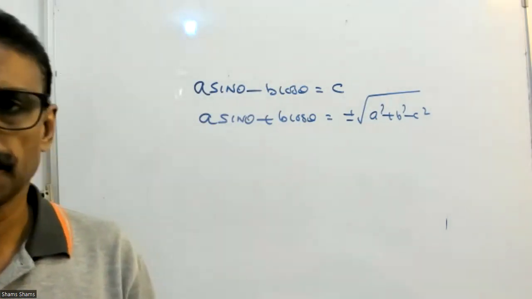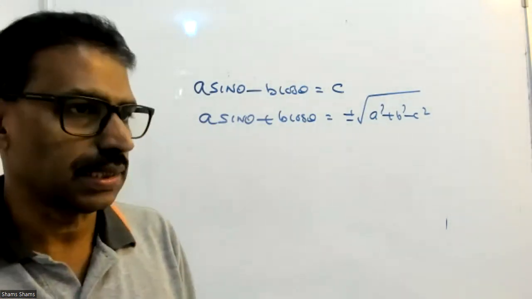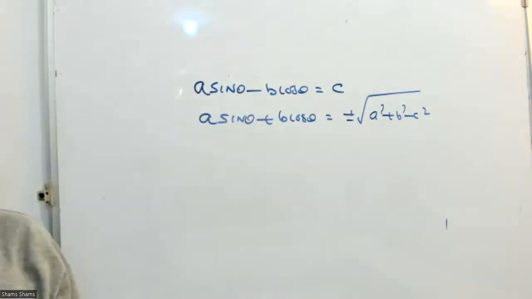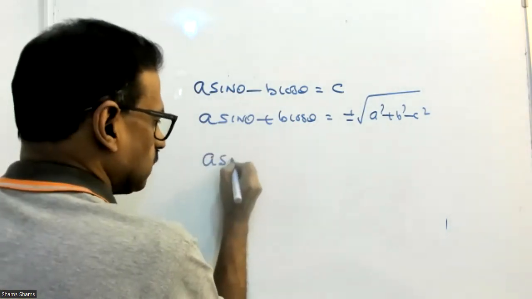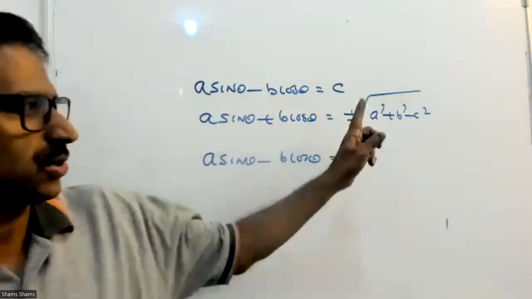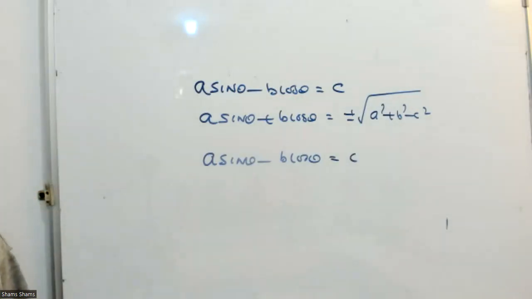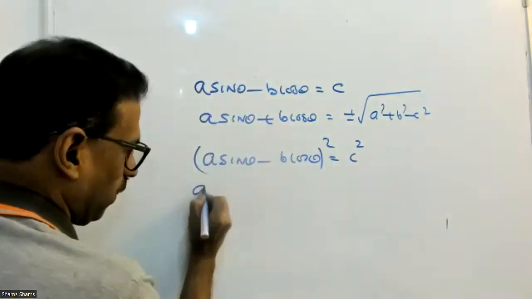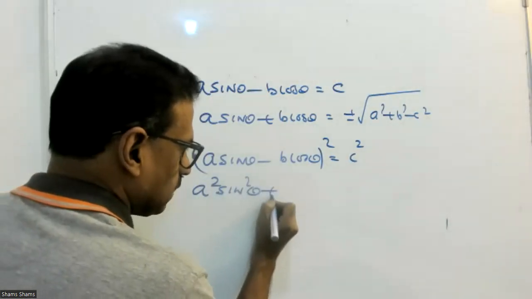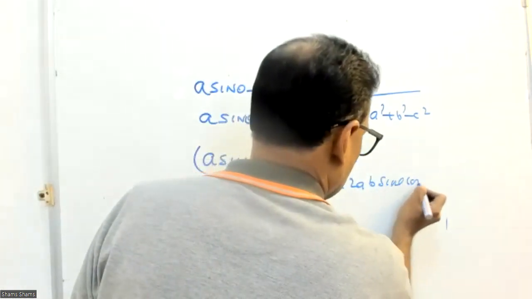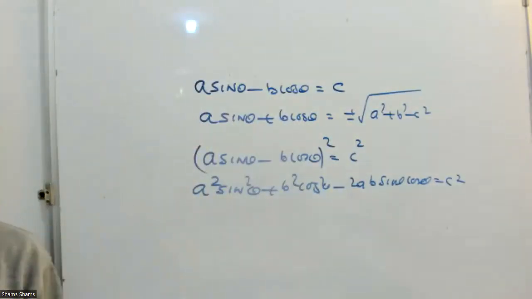I'll show this question. A sin theta minus B cos theta equals C, and prove that A sin theta plus B cos theta equals plus or minus root of A square plus B square minus C square. First of all, look at the nature: A square, B square, C square. Squaring on both sides, we get A square sin square theta plus B square cos square theta minus 2AB sin theta cos theta equals C square. You can see the board, right?